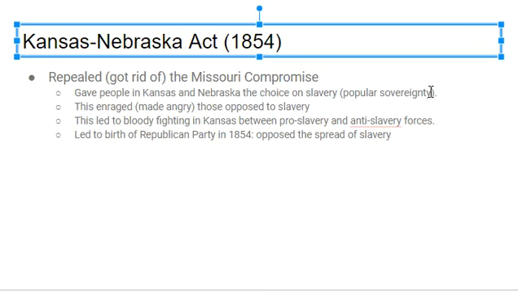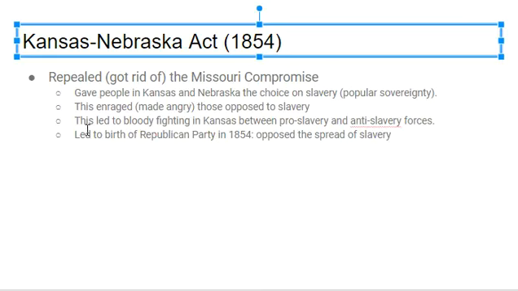The state's going to vote if it's going to become a slave state or if it's going to become a free state. However, this enraged, which means made angry, those opposed to slavery. So people who were against slavery were not happy with this decision. And this led to bloody fighting in Kansas between pro-slavery and anti-slavery forces. So people in Kansas started fighting each other. People who wanted slaves fought people who said there should not be slaves.